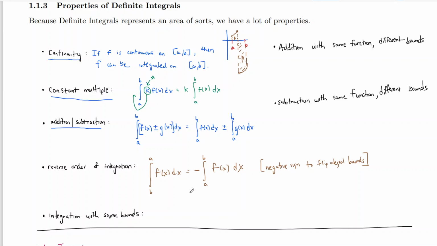It's a very, very useful property because it's really hard to understand if you're trying to understand area. What does it mean to integrate from 1 to 0? Because that's going backwards. In math, we go from left to right. This would tell us to go from right to left.